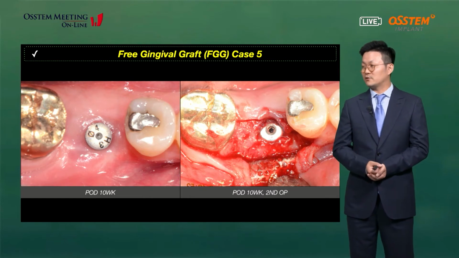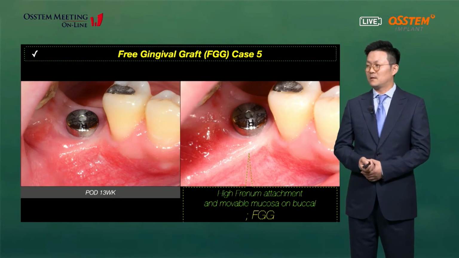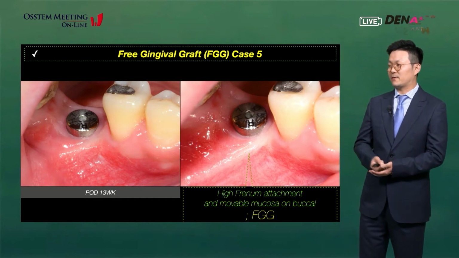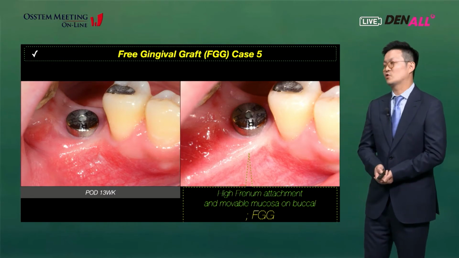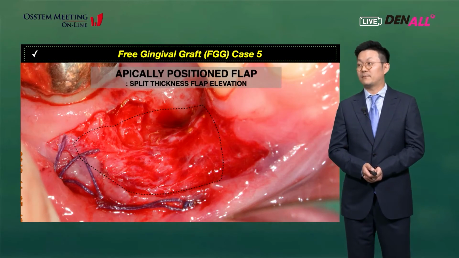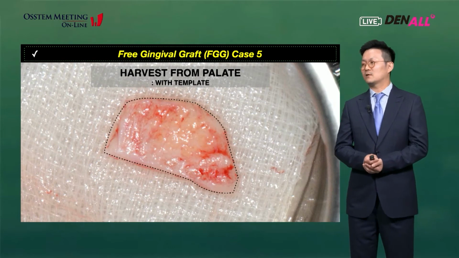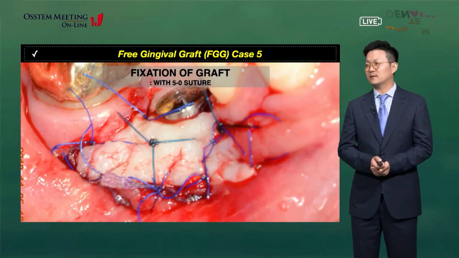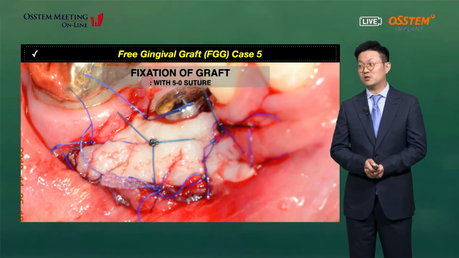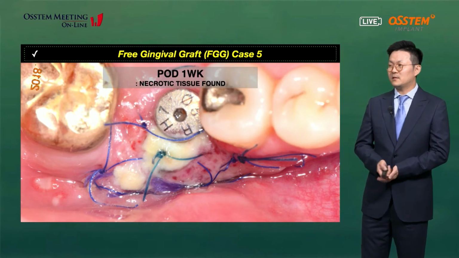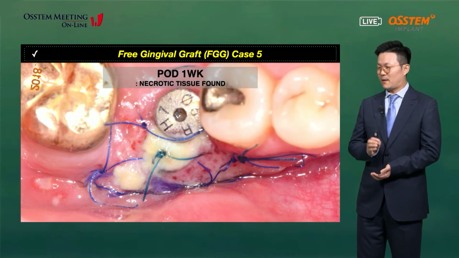in the occlusal view, as you see, the buccal bone regeneration was fine. But there's a high frenum attachment and movable mucosa on the buccal side was found. So I decided to perform free gingival graft. After APF, I harvest the graft tissue from palate with the template and fix the graft tissue on the recipient side with 5-0 nylon suture. And this is a photo that I took 1 week after the surgery.